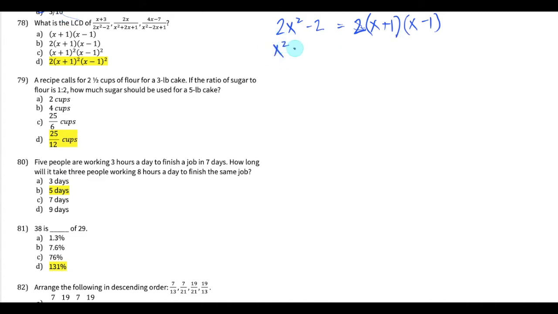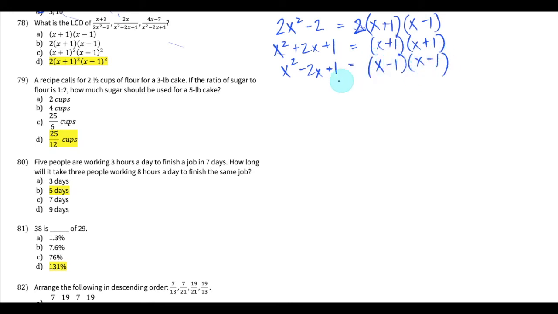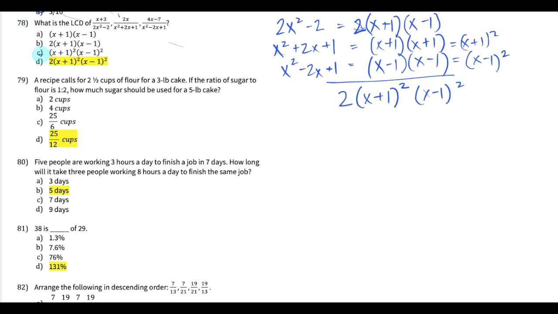Okay, next we have x squared plus 2x plus 1. Ito ay perfect square trinomial. X plus 1 squared or x plus 1 times x plus 1. Okay? Perfect square trinomial lang din ito but this time negative. X minus 1 times x minus 1. So, ang ating LCD dito would be, wala silang 2, so lagyan natin ng 2, x plus 1 squared. Kasi dito, meron kang x plus 1 squared. So, yung mas mataas na degree. Kasi LCD eh. Least common. Okay, and then, x minus 1 squared. So, ang sagot natin is letter D.